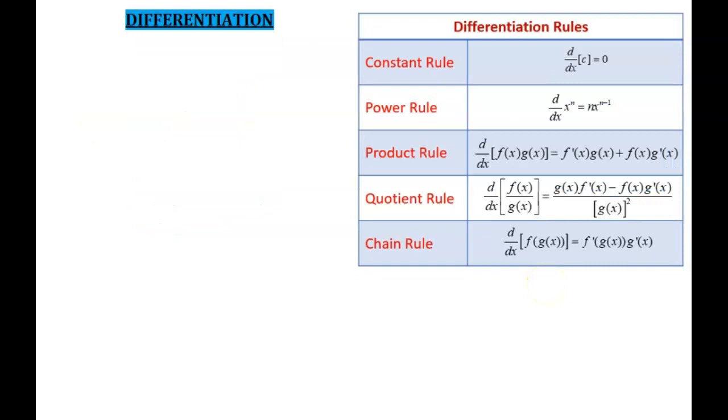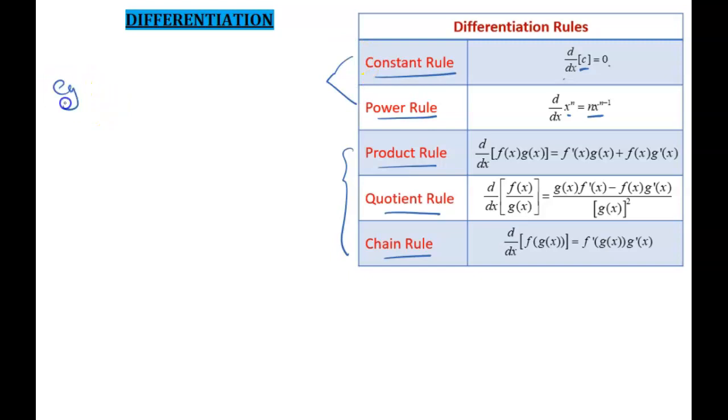Differentiation. Now these are the basic rules. There's the constant rule, meaning that if it was just a number, the differential of that is 0. There's the power rule, meaning if it was a variable raised to some value, this is what will happen. There's the product rule, quotient rule, and chain rule. These I plan to go through in a little more detail, but these are the two that I want to cover now.